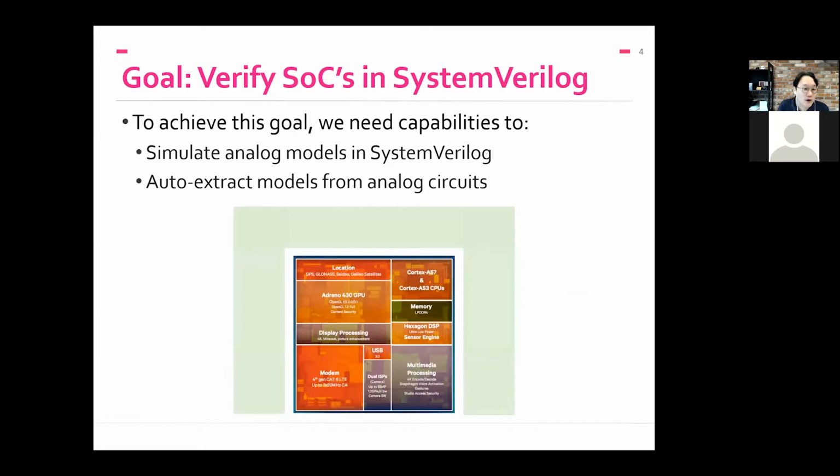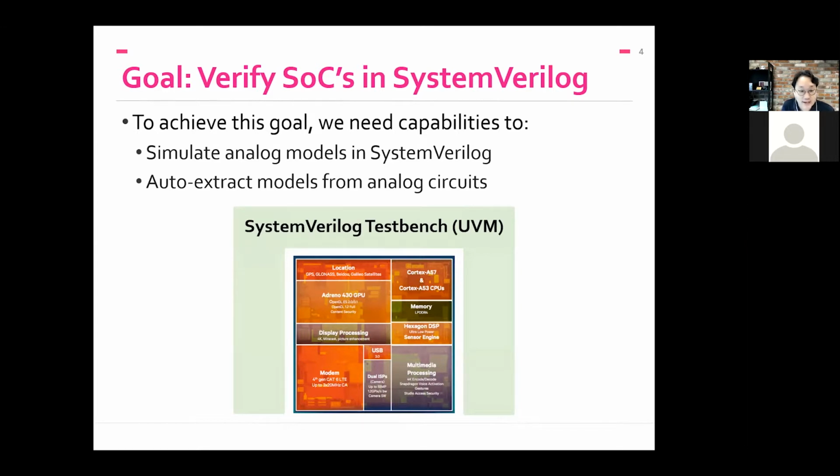So my goal is to verify this mixed-signal SoC all in SystemVerilog. That means we want to keep our test bench in SystemVerilog because that's what we already have, and bring the analog into SystemVerilog so that we can verify the whole functionality, including both analog and digital.